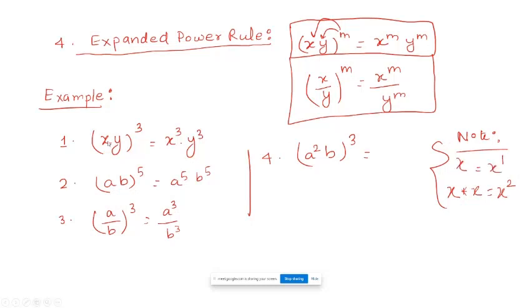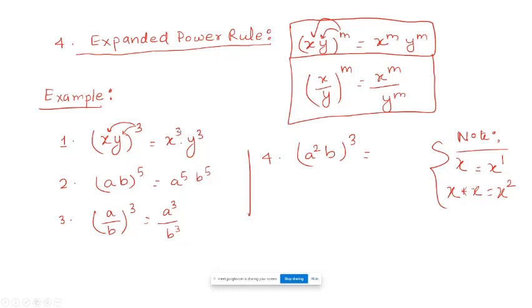So same here, when we have xy, it means x to the power of 1 and y to the power of 1. So when you do it, what's happening here? 3 will go here and 3 will go here. First we have x to the power of 1, and then multiply with 3 becomes x to the power of 3. y to the power of 1 multiplied with 3 becomes y to the power of 3.